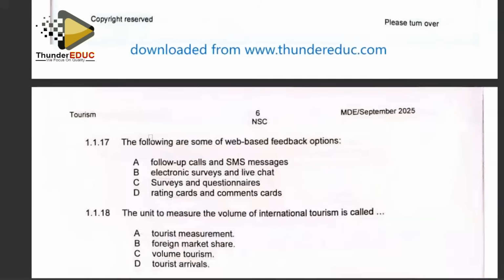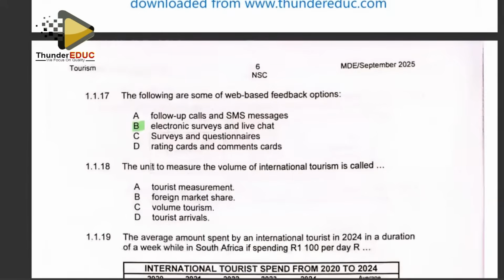Then 1.1.7, the following are some of the web-based feedback options. These are basically feedback forms, live chat, and electronic survey. So the correct answer will be the letter B.